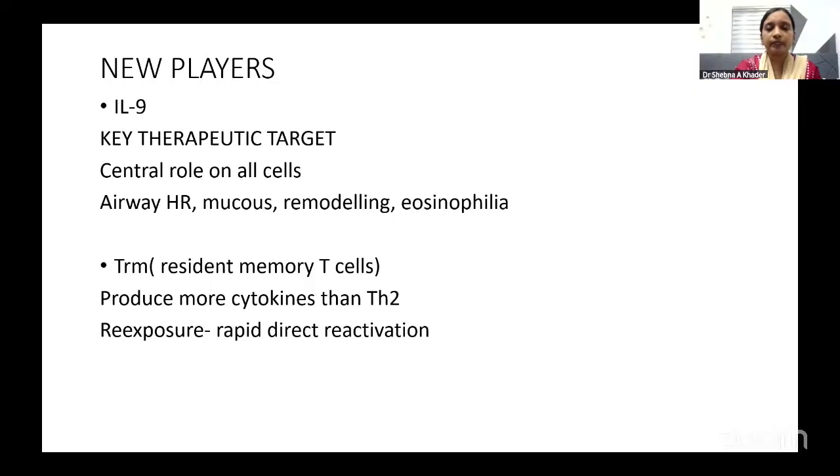And TRM is resident memory T cell. These are the T cells which are similar to Th2 cells, but produce more cytokines than Th2 cell. And on re-exposure to allergen or antigen, there will be direct reactivation, which is more rapid than the Th2 activation.